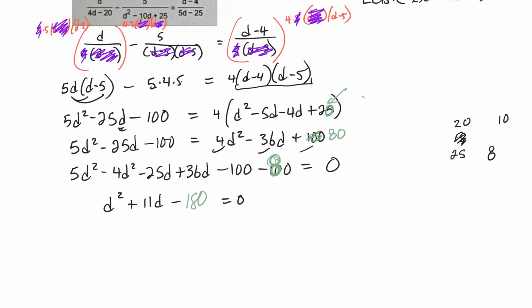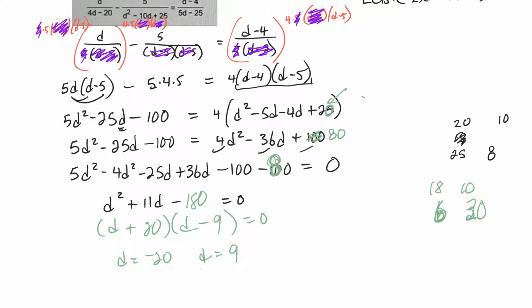Now, two things that multiply to 180 add to 11. So let me pause and I'll figure it out. Okay, I tried a bunch, 20 and 9, I think. So if I factor this, it'd be D plus 20 and D minus 9. So D is equal to negative 20, or D is equal to a positive 9. So those would be my solutions.